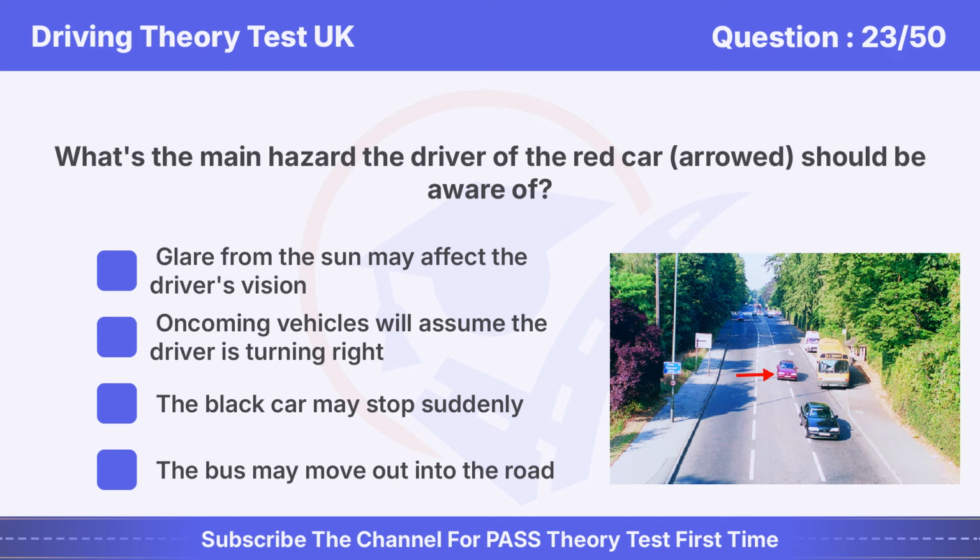Question 23. What's the main hazard the driver of the red car, arrowed, should be aware of? Option A. Glare from the sun may affect the driver's vision. B. Oncoming vehicles will assume the driver is turning right. C. The black car may stop suddenly. D. The bus may move out into the road.